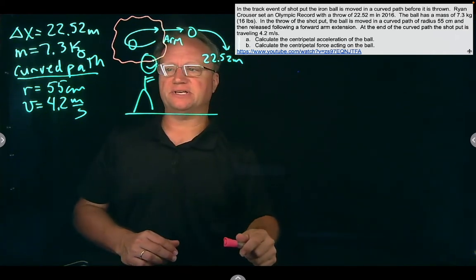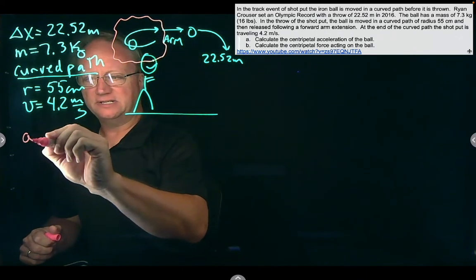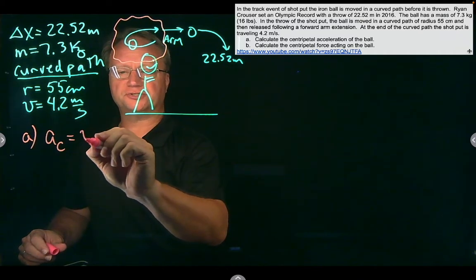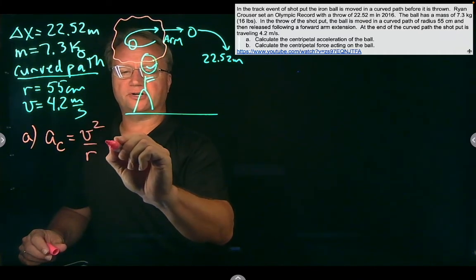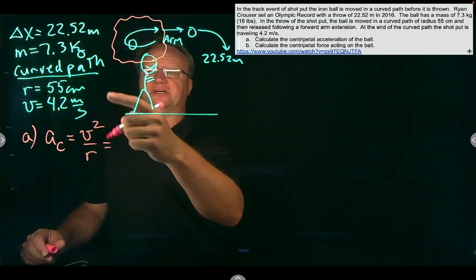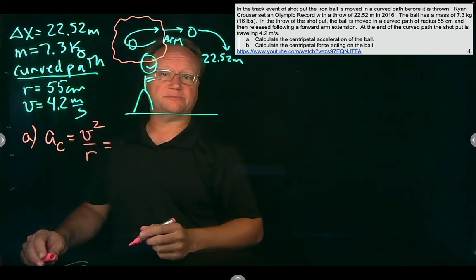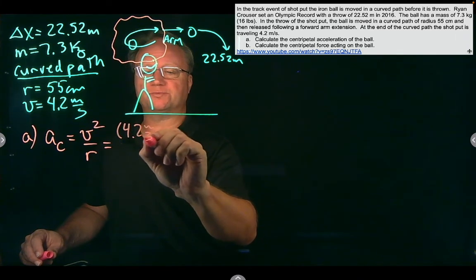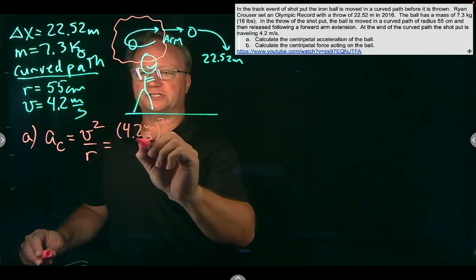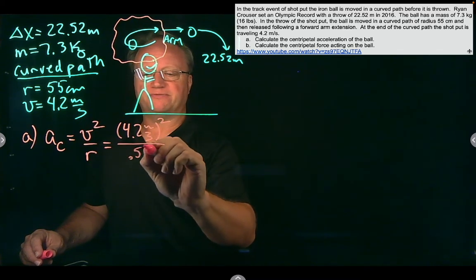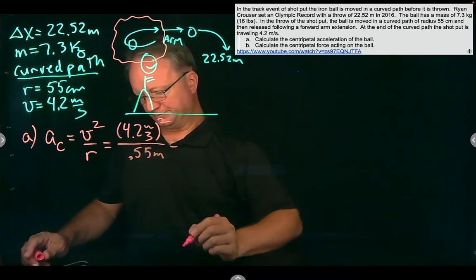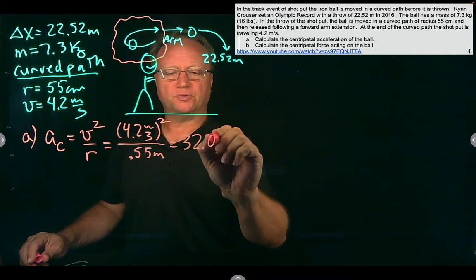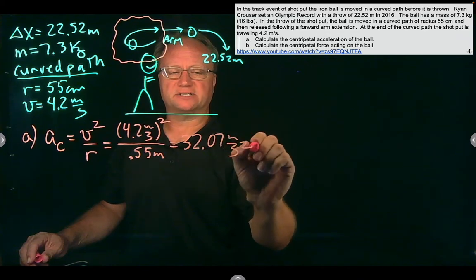So then considering that part, in part A, centripetal acceleration, well, your centripetal acceleration equation is v squared over r. We know v and we know r. We are going to have to convert our centimeters into meters. So this is going to be 4.2 meters per second, quantity squared, divided by 0.55 meters. That's going to give us a centripetal acceleration of 32.07 meters per second squared.